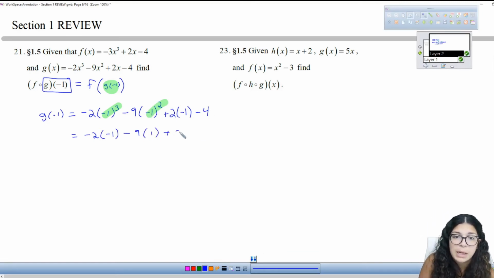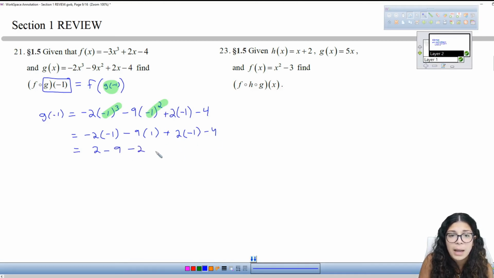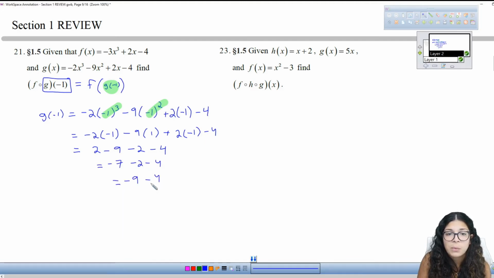And then I'm just going to bring down the rest of this. Okay, negative 2 times negative 1 is positive 2. Negative 9 times 1 is negative 9. 2 times negative 1 is negative 2. And I'm going to bring down the minus 4. 2 minus 9 is negative 7. Negative 7 minus 2 is negative 9. And negative 9 minus 4 is negative 13.